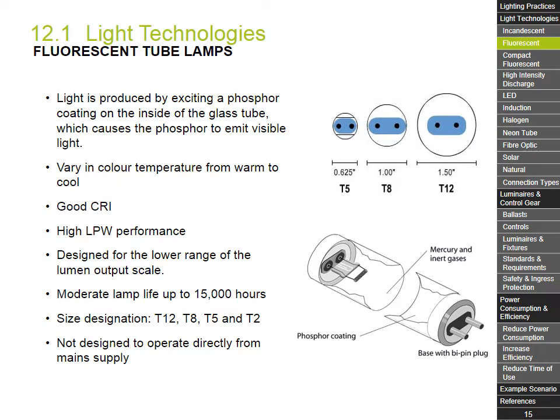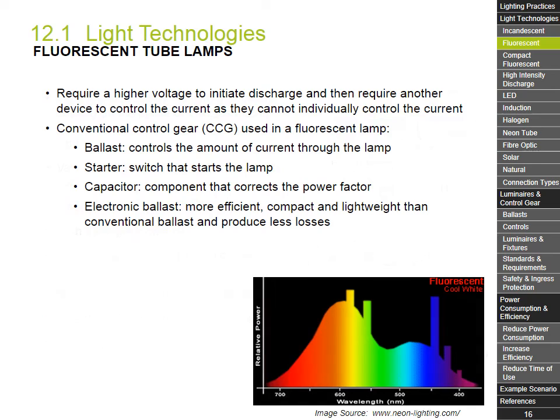These lamps are not designed to operate directly from mains supply and therefore require some extra equipment to control the amount of electrical power coming through. Fluorescent tube lamps require a higher voltage to initiate discharge and then require another device to control the current. Fluorescent lamps cannot control the current on their own, as drawing high currents from mains supply can damage the lamp. In order to prevent damage, they are equipped with a set of conventional control gear. This gear usually includes a ballast, which controls the amount of current going through the lamp, a starter, which is a switch that starts the lamp, and a capacitor, the component that corrects the power factor.